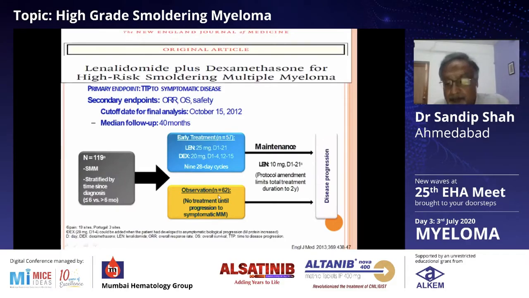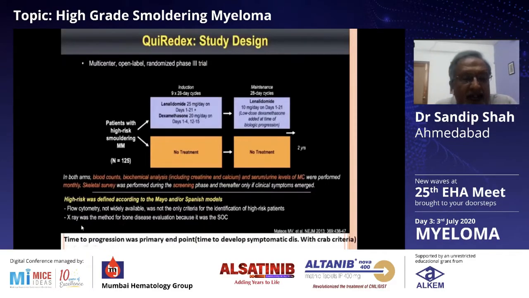There were 9 cycles of induction therapy with lenalidomide-dexamethasone, followed by 2 years of maintenance with lenalidomide, compared to an observation arm. All these patients were high risk according to the Mayo and Pla Mateos models, which were published in 2007 and 2008, not the recent 2018 model. The limitation of this trial was that flow cytometry was not done, and a routine skeletal survey was used for selecting the smoldering myeloma patients. So at that time, MRI, PET-CT or low-dose CT scan was not done. And if we consider the 2014 definition, then ultra-high-risk smoldering myeloma patients were also included in this trial.